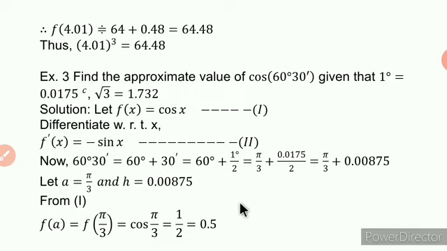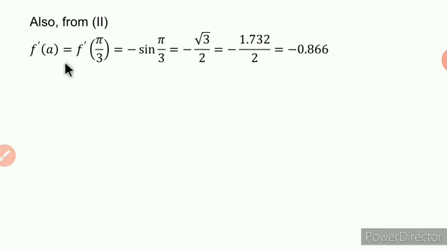Also from the relation number 2, we get the value for f dash of a. It is f dash of pi by 3, which is equal to minus sin pi by 3, it is minus root 3 by 2. It is equal to minus 1.732 upon 2. We have been given the value of root 3. Dividing by 2, we get minus 0.866.